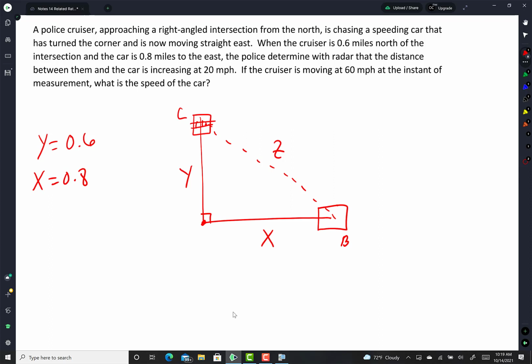60 miles per hour. But we have to take velocity, or direction, into account. The way I drew this, if he's going 60 miles per hour, is he going north or south? So I'm going to write dy/dt, and I'm not going to put positive 60. I'm going to put negative 60.